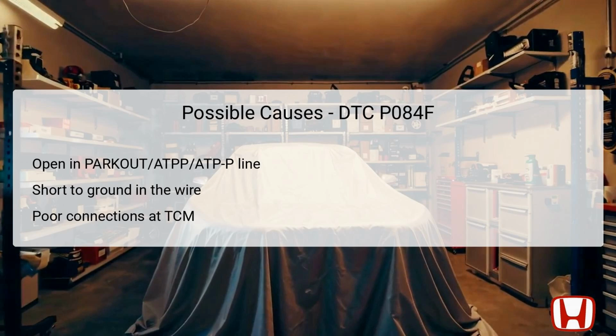Another common issue is a short to ground in these wires, which can short-circuit the signal and lead to erroneous readings. Additionally, poor connections or loose terminals at the TCM could also trigger this DTC, as any disruption in the flow of electrical signals can affect the switch's functionality. Addressing these issues accurately is essential to resolve the DTC and ensure the vehicle operates smoothly.